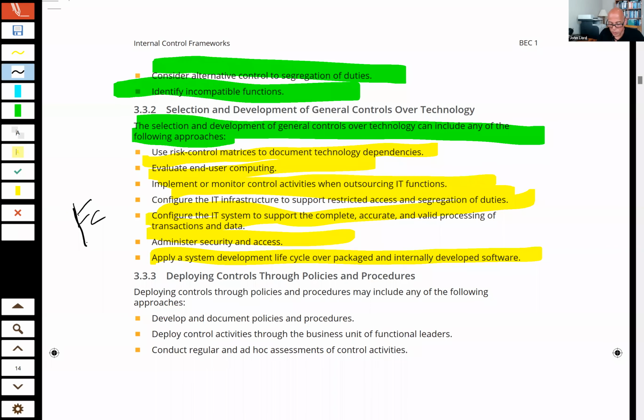So flashcard those, and then develop controls through policies and procedures. Okay. And I think that's sort of self-explanatory, so I'm not going to have you flashcard anything there.